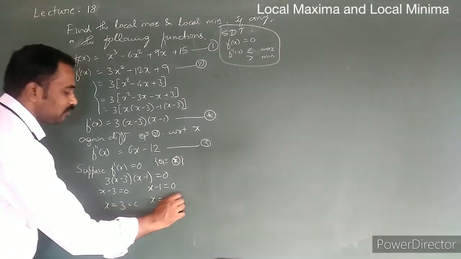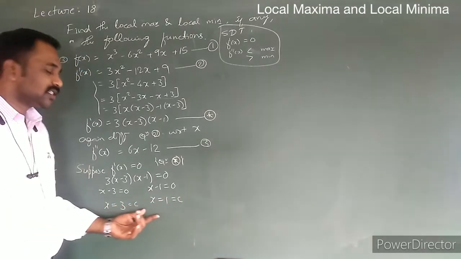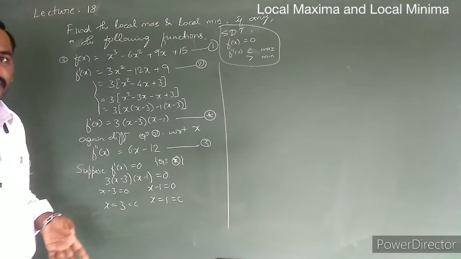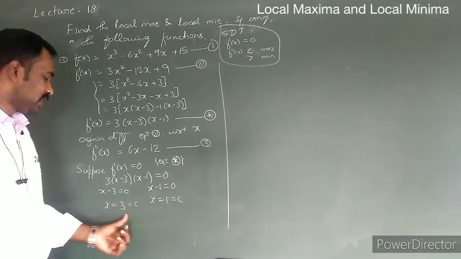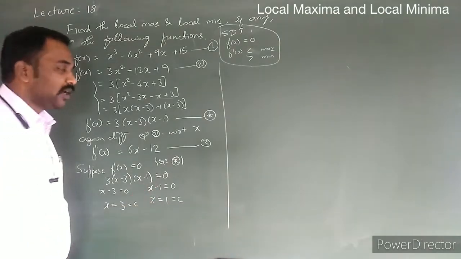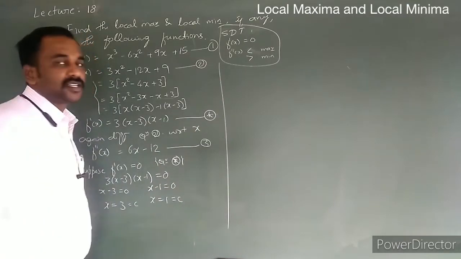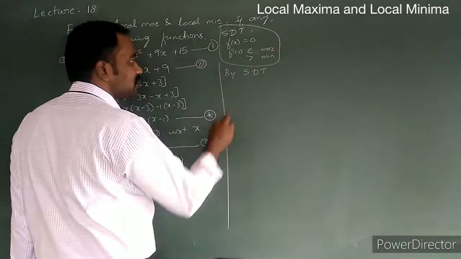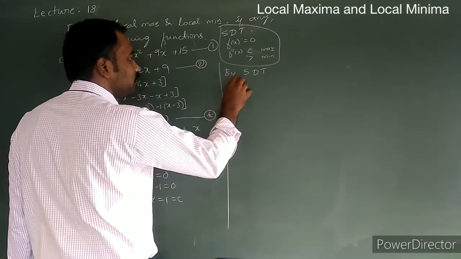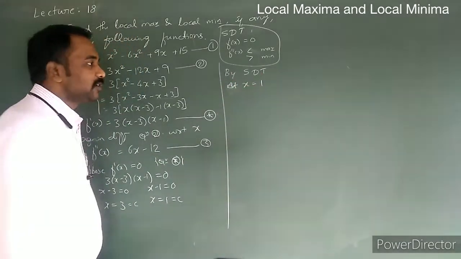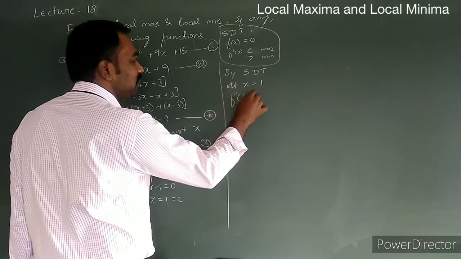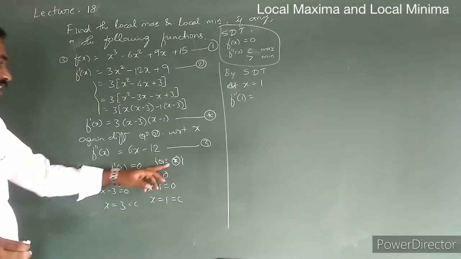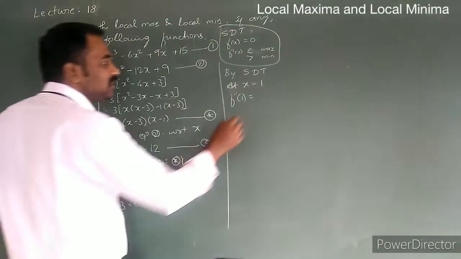So these are the critical points where the curve changes its direction. Now f dash of x is equal to 0 at the points x equals 3 and x equals 1, which are called critical points. Now check the second derivative sign by the second derivative test at the particular point x is equal to 1. What is f double dash of 1? Where is the f double dash? Here is our f double dash.